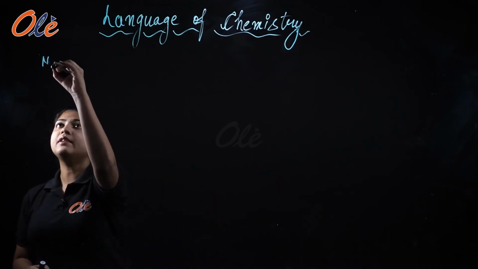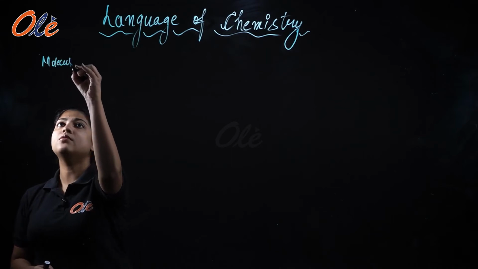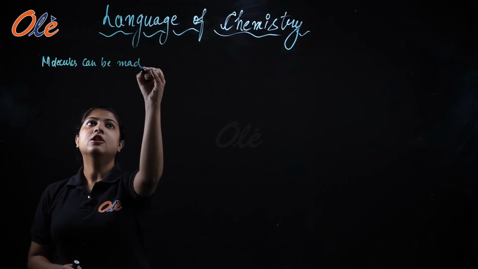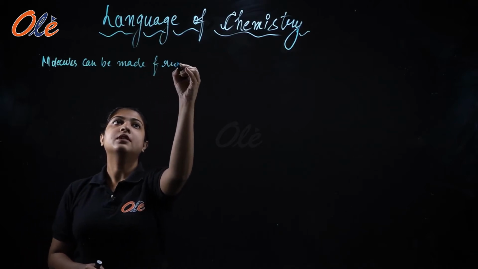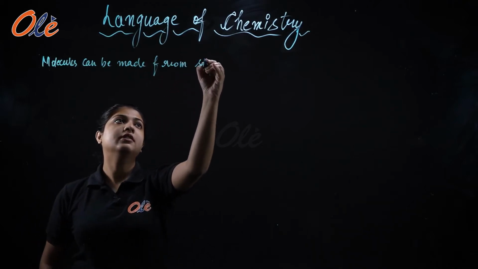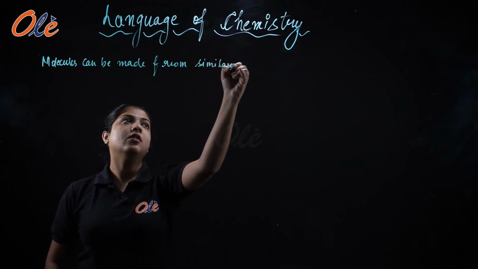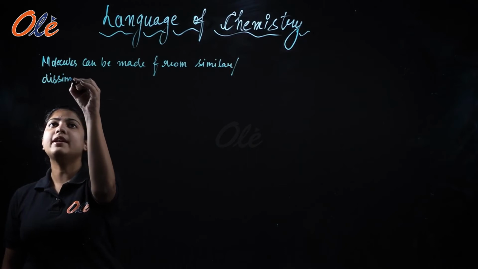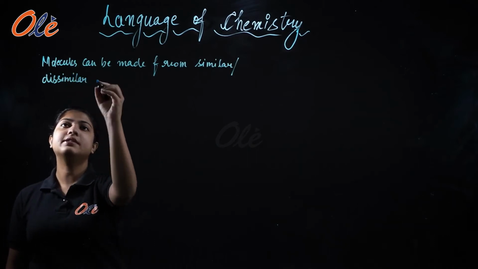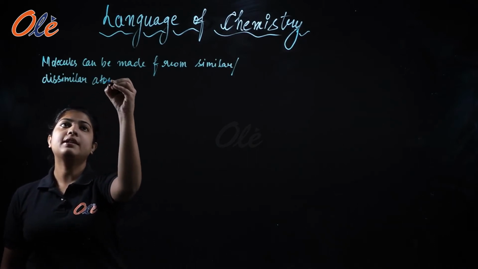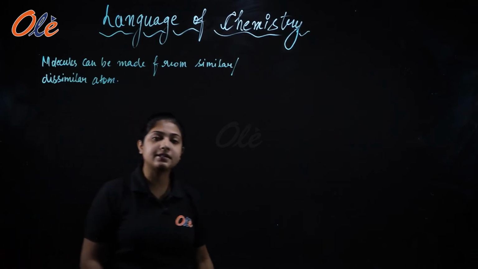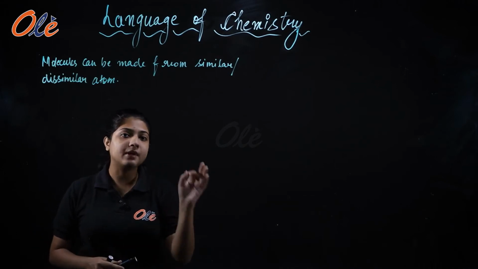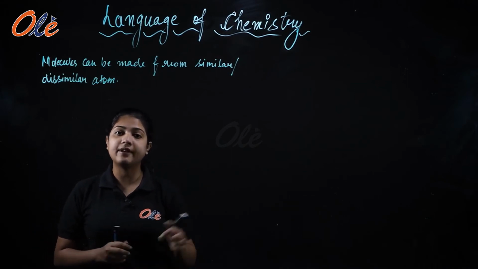Okay, so what will we write? We will write that molecules can be made from similar or dissimilar atoms. So what do I exactly mean by this statement? I mean that molecules can be made up of similar types of atoms or different types of atoms.